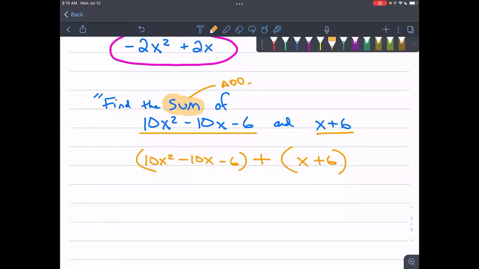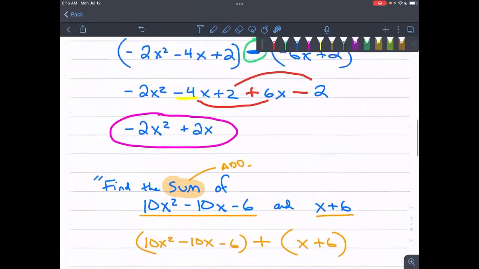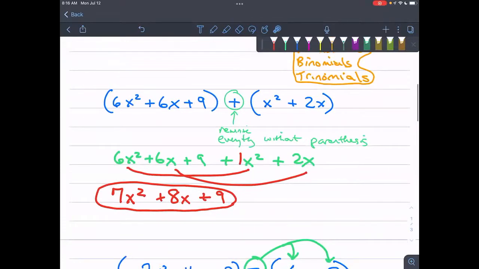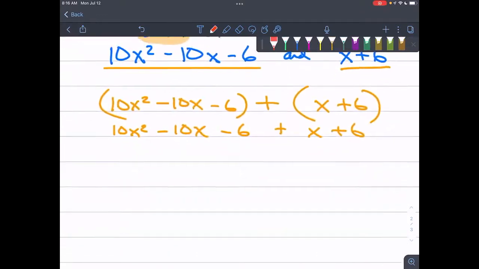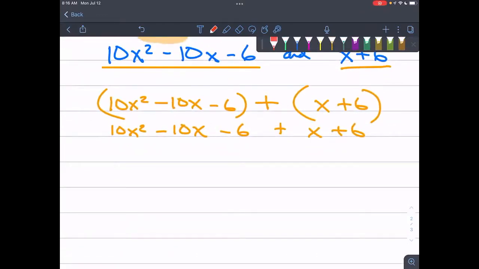So that's what you'll be given, that whole phrase to start with. And this here is what you'll want to write when you're starting that problem. You've got the first thing in parentheses and sum, so adding the second parentheses. And then you're just doing what we did up above. You've got addition in the middle. You can remove the parentheses and just add like terms. So just removing the parentheses, and we'll put together the things that go together.